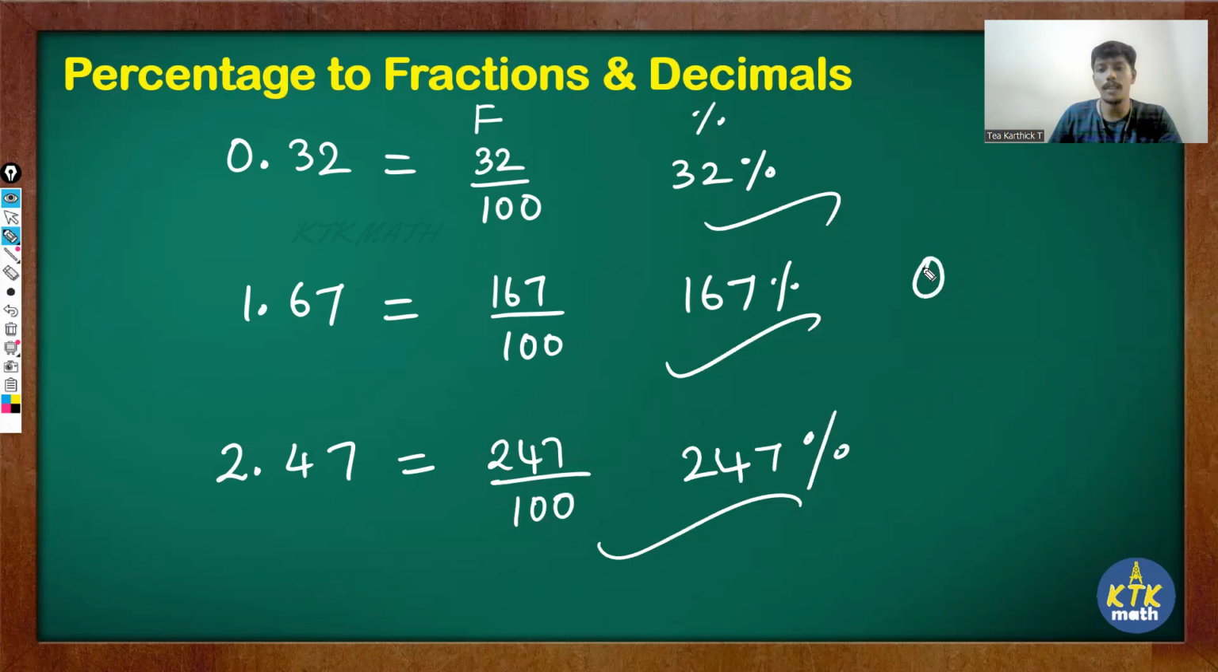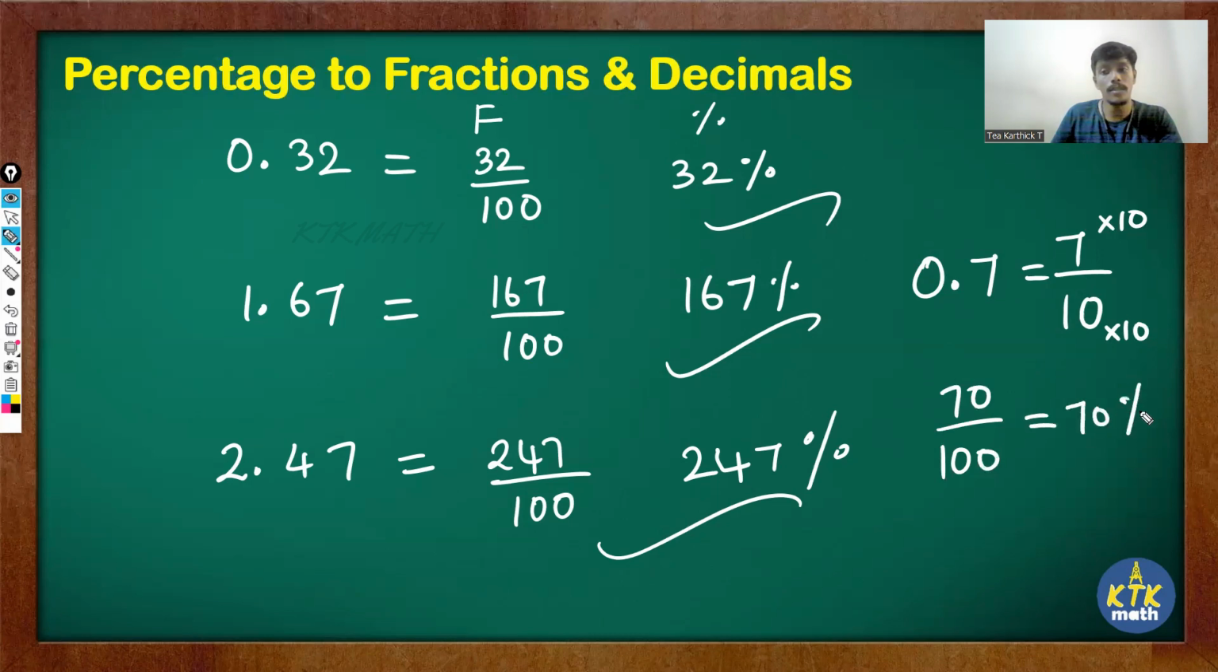In case you have a decimal like 0.7, 0.7 means what? 7 by 10. So 7 by 10 doesn't have a denominator 100. How to convert this into percentage? Very easy. We have learned already how to change the denominators, right? So 10 multiplied by 10 will make 100, right? So shall I write this as 70 by 100? Now, is it possible to convert to 70 percentage? That's it. Whenever it is possible to change the denominator to 100, you change it and then you write it as a percentage. It's cool.